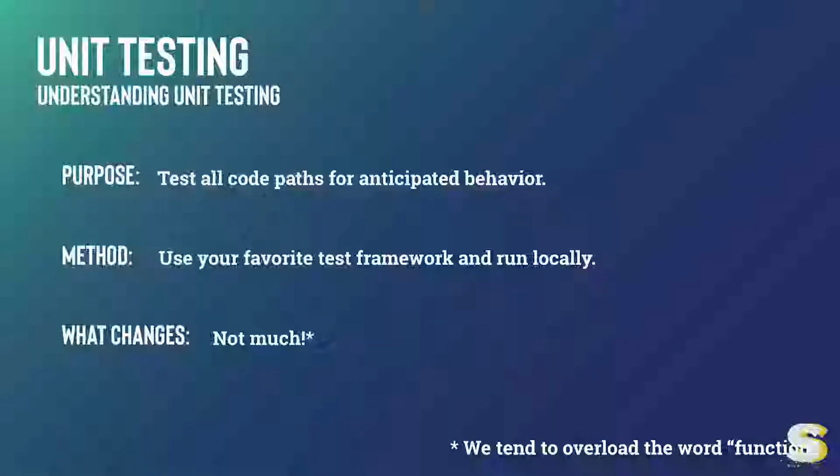So let's start here with unit testing. Good news, it's easy to do unit testing. The purpose of unit testing, of course, is to test our code, test each of the paths through our code, and make sure that it behaves the way that we anticipate. Typically, we're going to do this by running in all the test case scenarios, the edge cases. You can almost certainly continue to use whatever test framework you've been using. It'll still work. You can run it locally, and it's pretty straightforward.